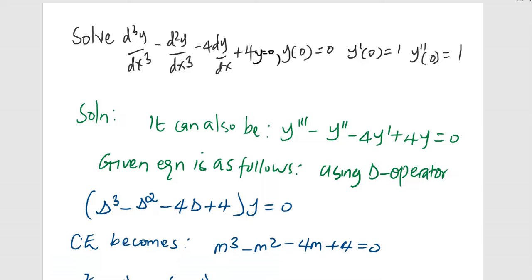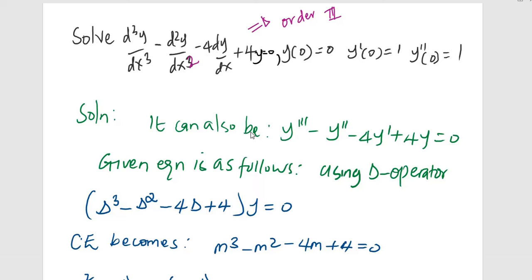Hello friend, in this discussion I'm going to work through a differential equation of order 3. Solve d cubed y by dx cubed minus d squared y by dx squared minus 4 dy by dx plus 4y is equal to 0, whereby y of 0 is equal to 0, the first derivative of y is equal to 1, and the second derivative of y is equal to 1.